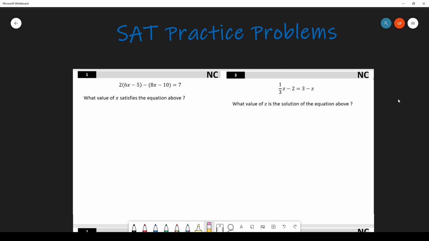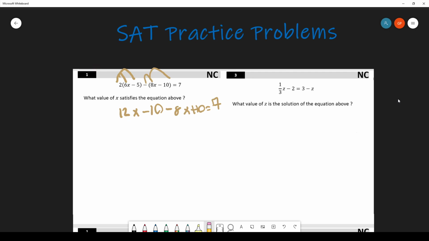What value of x satisfies the equation above? So I see that it presented me with an equation that seems to be factored in some way. So what I'm going to be doing is I'm going to distribute everything that I can distribute. So I'm going to be distributing this 2 and this negative. And once I do that, I'm going to get 12x minus 10 minus 8x plus 10 equals 7.